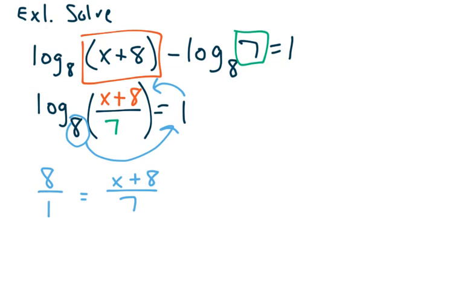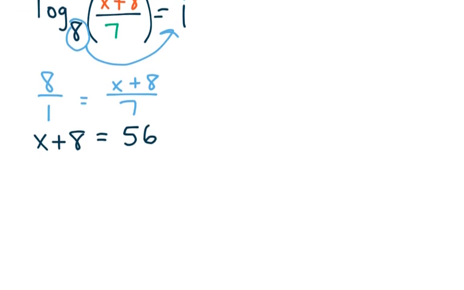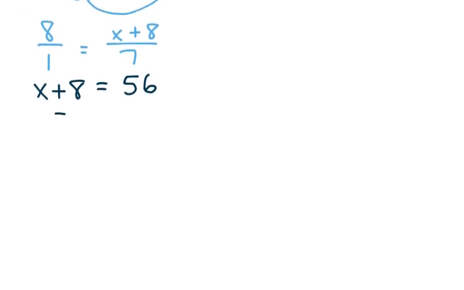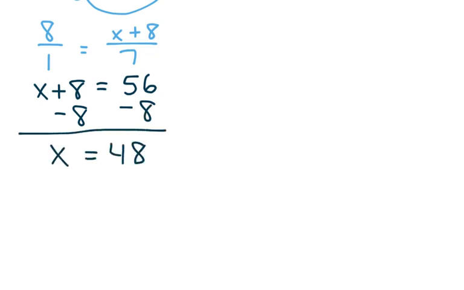You can cross multiply in this manner, or you can multiply both sides by 7. Essentially what you'll end up with is x plus 8 equals 8 times 7, which is 56. Alright, subtract the 8 from both sides. So you get x equals 48, which is therefore your answer.